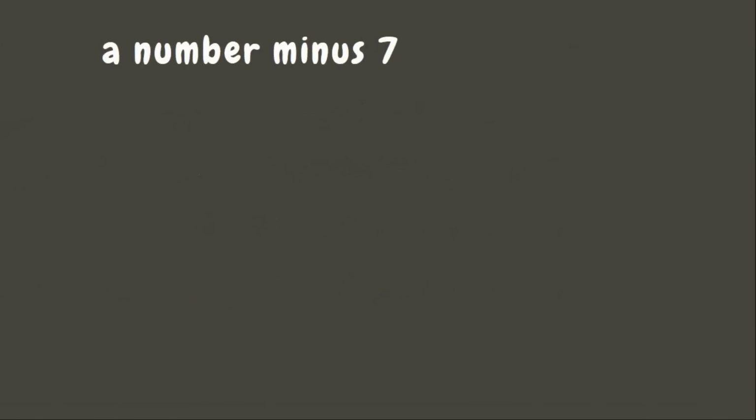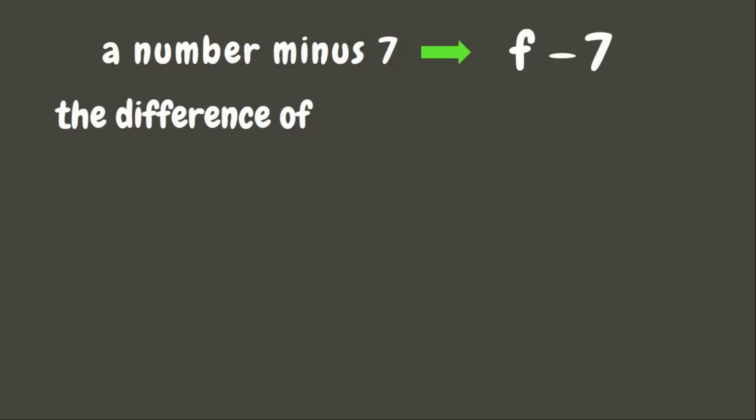Next one, we have a number minus 7. Again, we have here a number which can be represented by a variable. So let us say letter F. Our next keyword here is the word minus, which represents subtraction. And there is 7. So that is F minus 7.